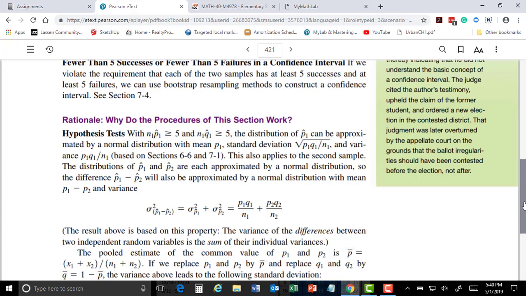Okay, so that's why here. Okay, so this is what we called a pooled, because this is introducing sample 1 and sample 2. Sample size 1, sample size 2. P2, Q2.